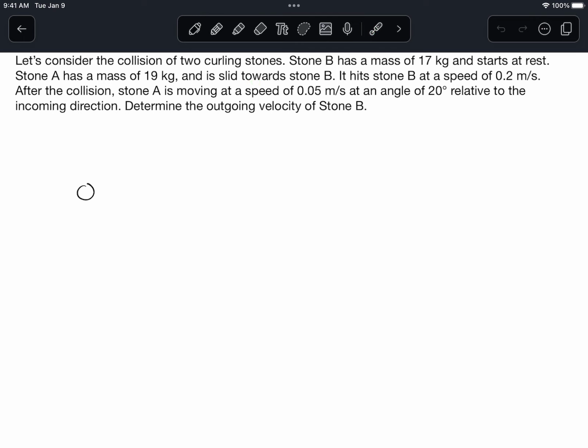Here is stone A, and it is slid with some initial speed V_i towards B. So here's A and here's B, and B starts at rest. And let's see, M_A is 19 kilograms and M_B is 17 kilograms. And we are told that the initial velocity of A is 0.2 meters per second.